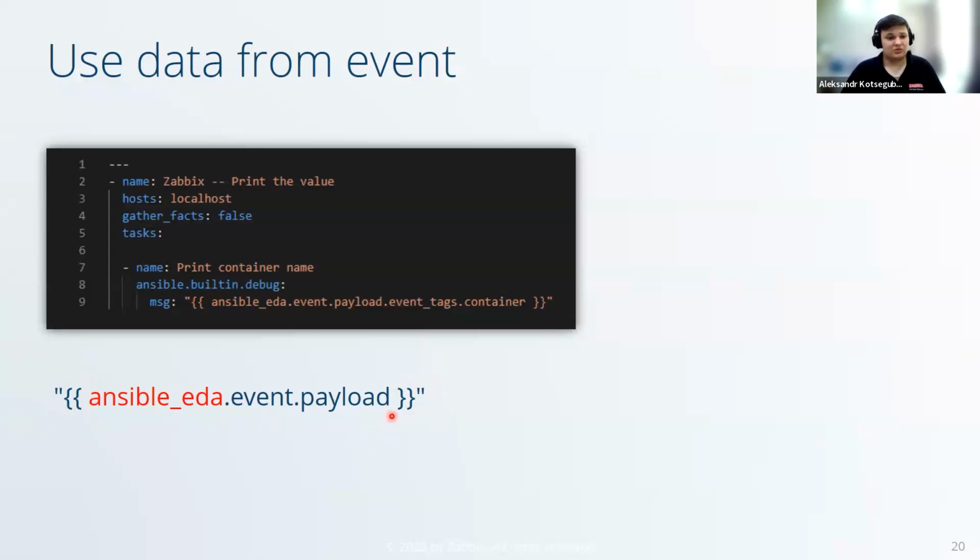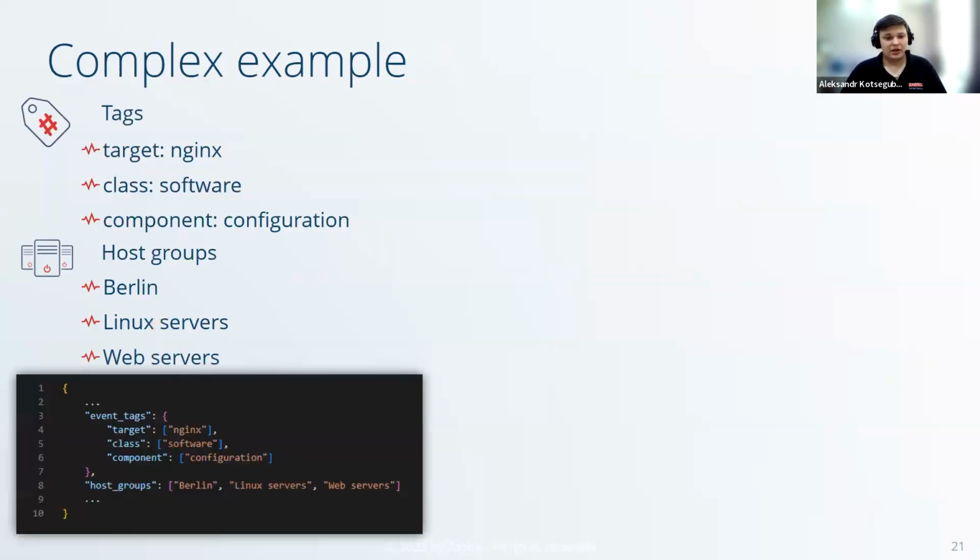And yes, this path looks like a path in rulebooks, event.payload, but in this case, you need to add ansible_eda before event.payload. And as you can see on the screenshot, you can use these variables in any place of your rulebook and playbook. And now we will see a complex example to consolidate our new knowledge about this integration.